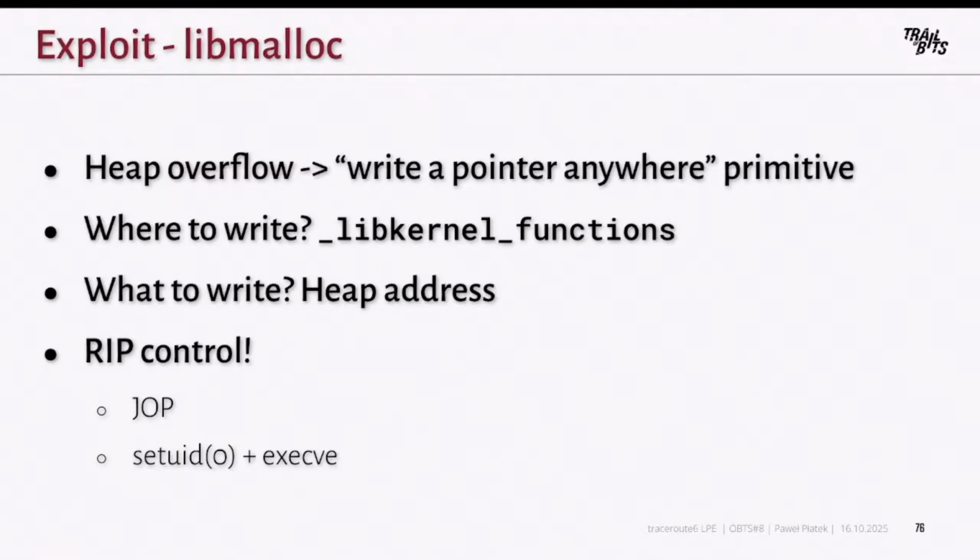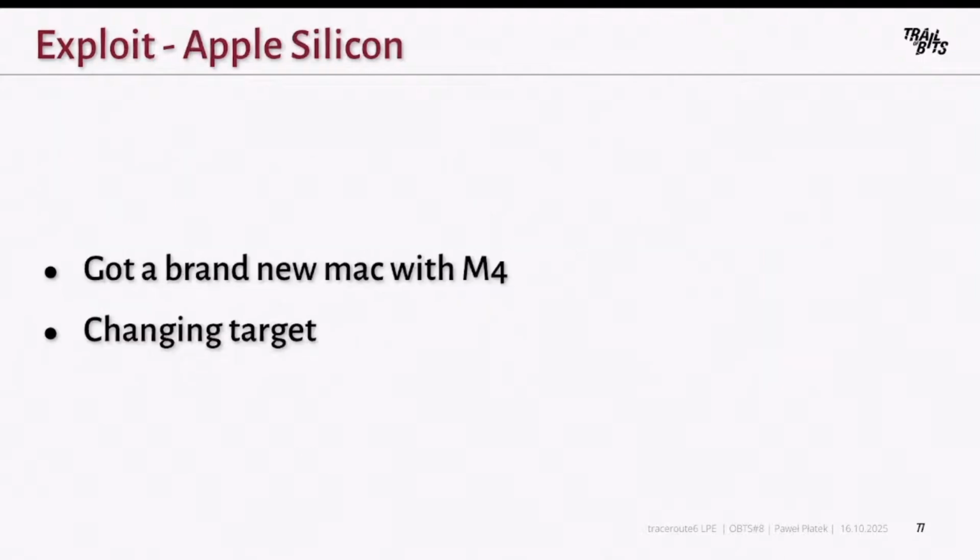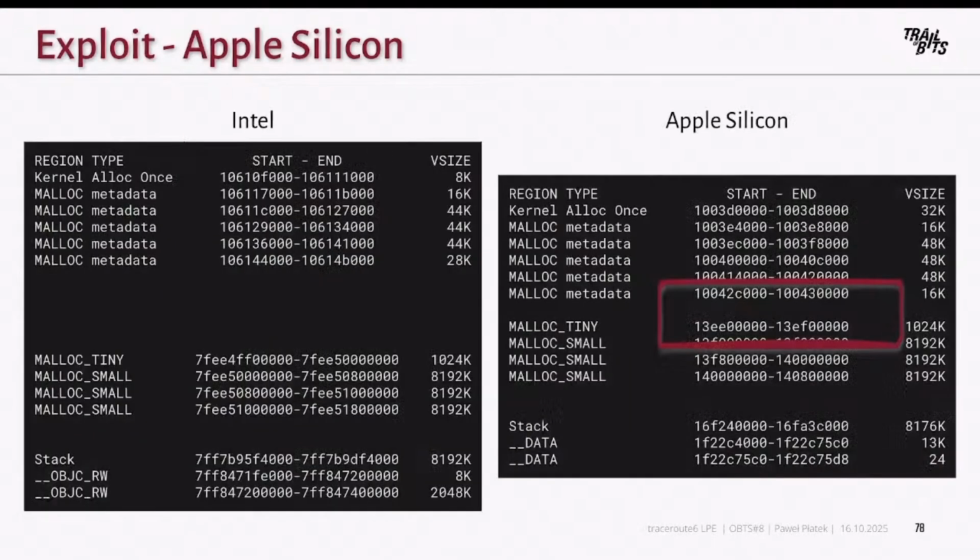However, at this point, before I finished the exploit, I got a brand new macOS with Apple Silicon, so I changed the target. To see the differences between the Intel architecture and Apple Silicon, let's take a look at the virtual memory space again. The main difference is that the distance between the heap and the global metadata is large on Intel, but it's pretty small on macOS, on Apple Silicon.